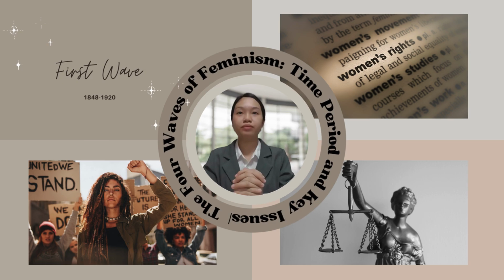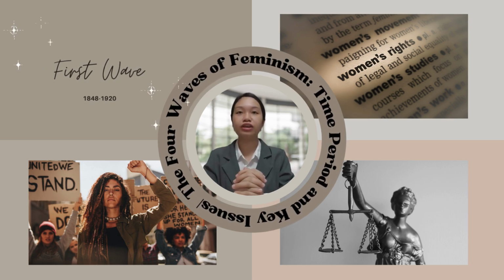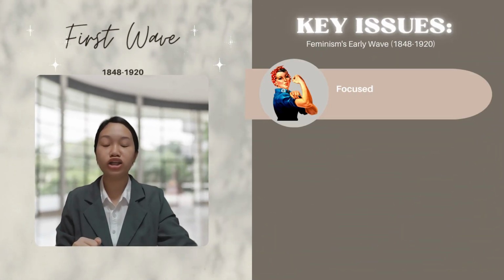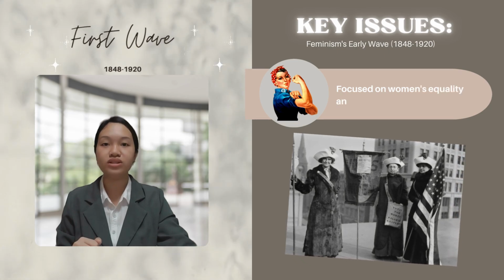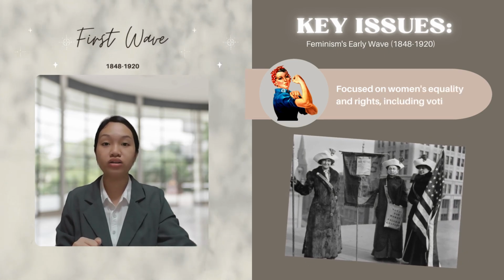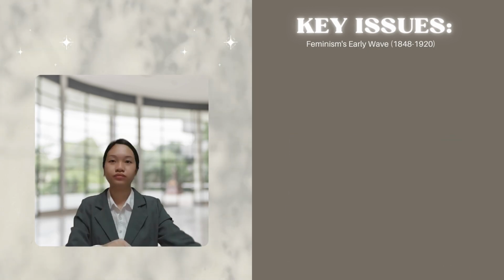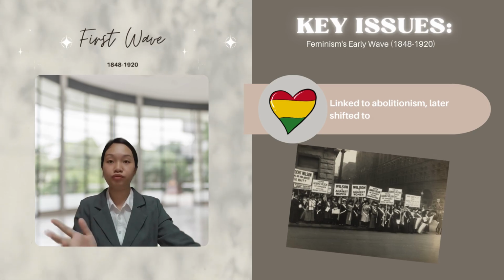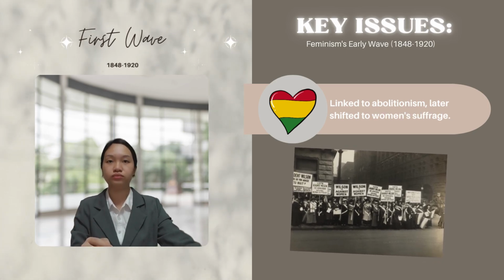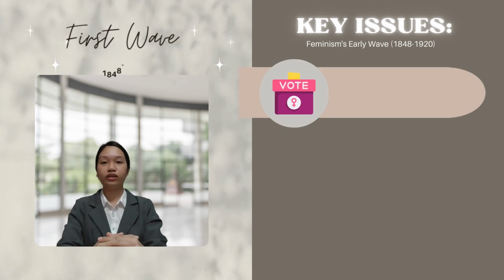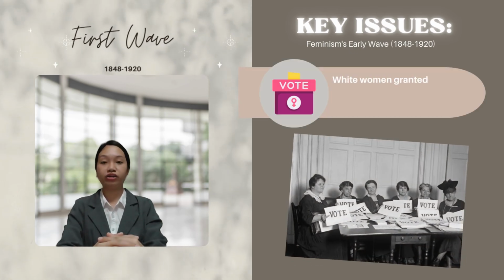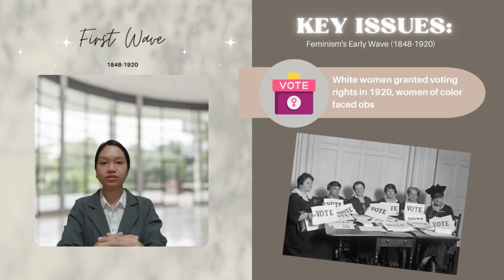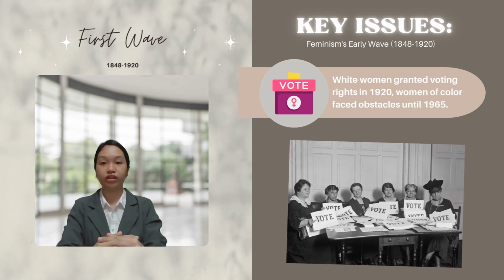The first wave of feminism happened in the years 1848 to 1920. This wave focused on the Declaration of Sentiments that affirmed women's equality and called for various rights, including the right to vote. At some point, the movement was linked to abolitionism but became more focused on women's suffrage. In 1920, white women were granted the right to vote, while other women of color continued to face obstacles until the Voting Rights Act of 1965.